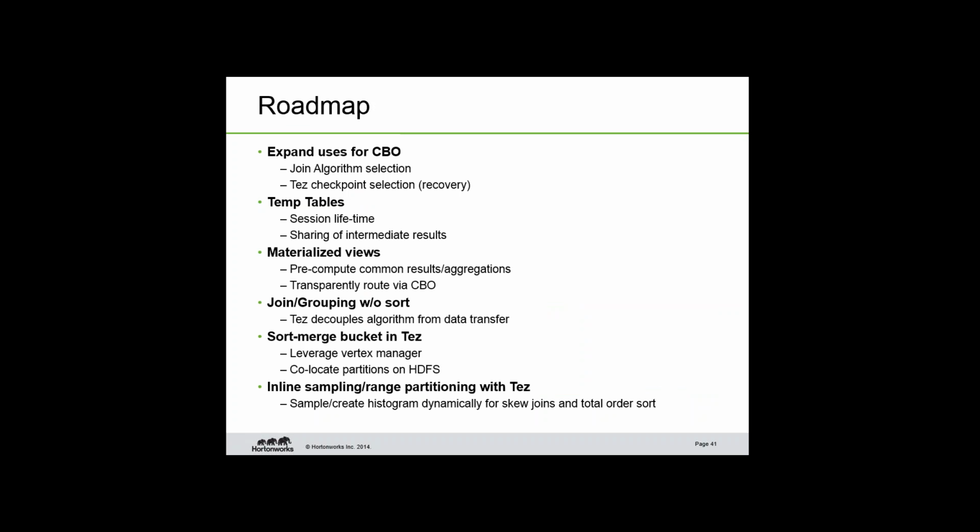Typically right now in the Hortonworks roadmap, they are looking forward to expanding the use of the CBO, cost-based optimization, using join algorithm selection and Tez checkpoint selection for temporary tables like session lifetimes and sharing intermediate results. Materialized views pre-compute common results or aggregations, transparently routed via CBO, with joining and grouping with respect to sort, because Tez also decouples algorithms from the data transfer. Sort merge buckets in Tez leverage the vertex manager to collocate the partitions on HDFS, and inline sampling and range partitioning with Tez, like sampling and creating histograms dynamically, are for skew joins and total ordering sort.